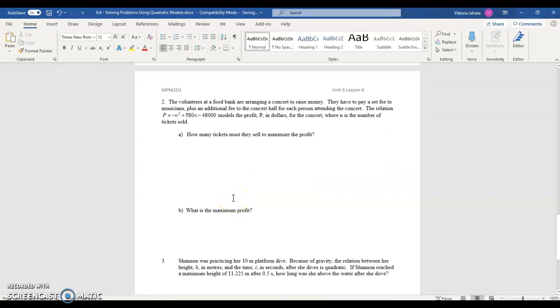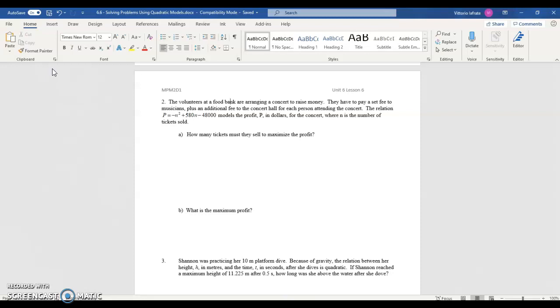The volunteers at a food bank are arranging a concert to raise money. They have to pay a set fee to musicians plus an additional fee to the concert hall for each person attending the concert. The relation is this here to model the profit, P in dollars, for the concert, where N is the number of tickets sold. How many tickets must they sell to maximize their profit?